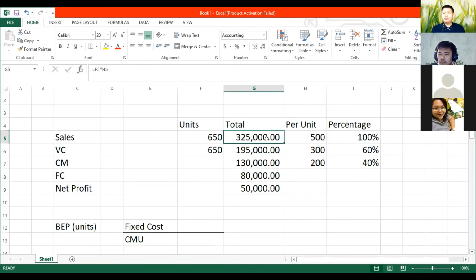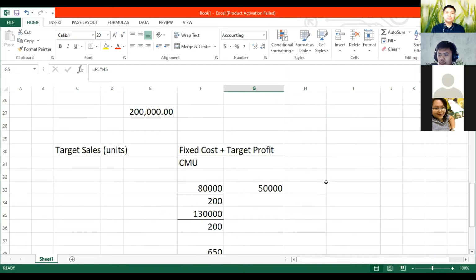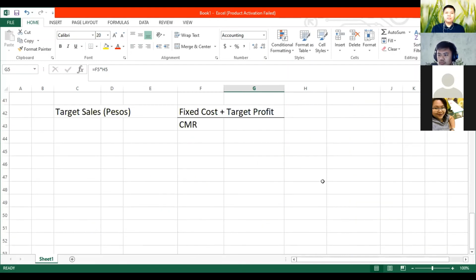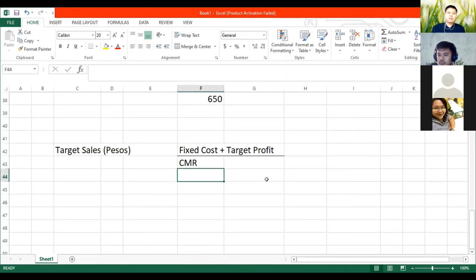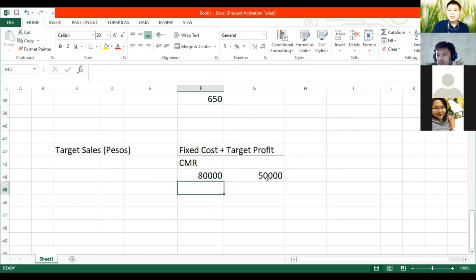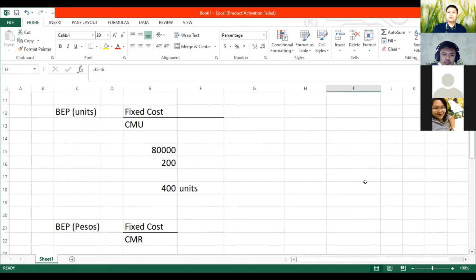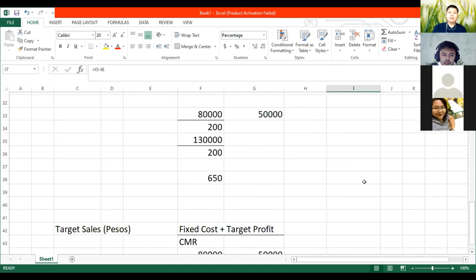Now, using the formula, can we get 325,000 by using the formula? Okay, ito. Di ba fixed cost is 80,000. Target profit is 50,000. Okay? And then your CMR is what? Is it 40% your CMR? This one. 40. So divided by 0.40.